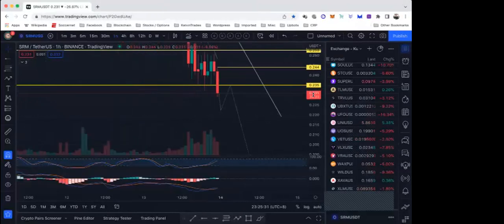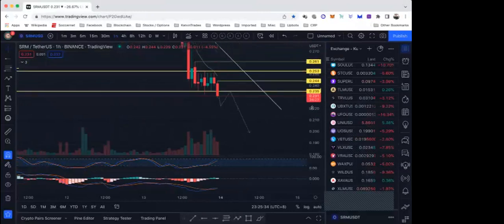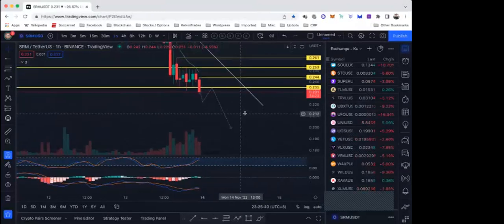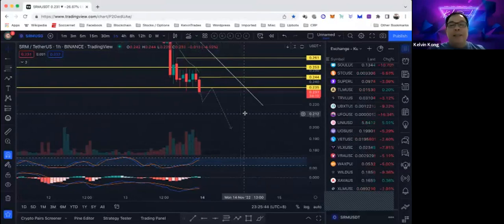No need to set stop loss? No, must set stop loss. What do you mean no need to set stop loss? Who taught you? No, every trade must have a stop loss. Okay, please make it a habit.